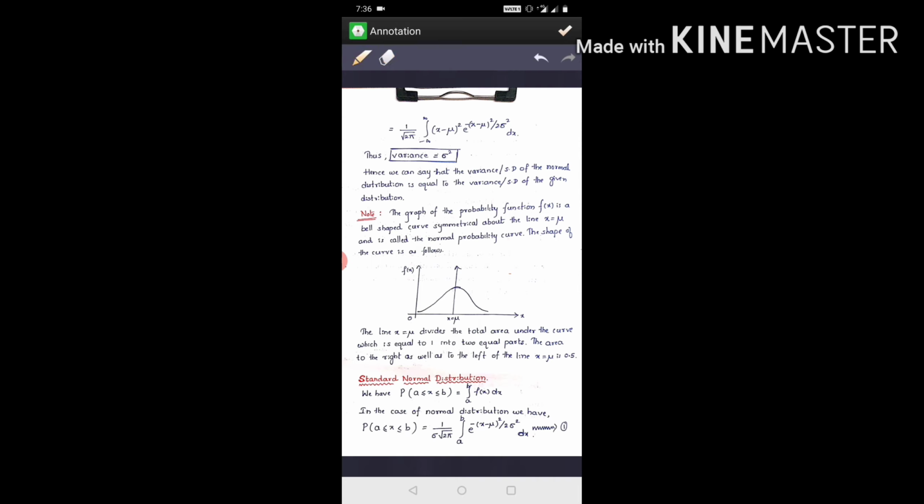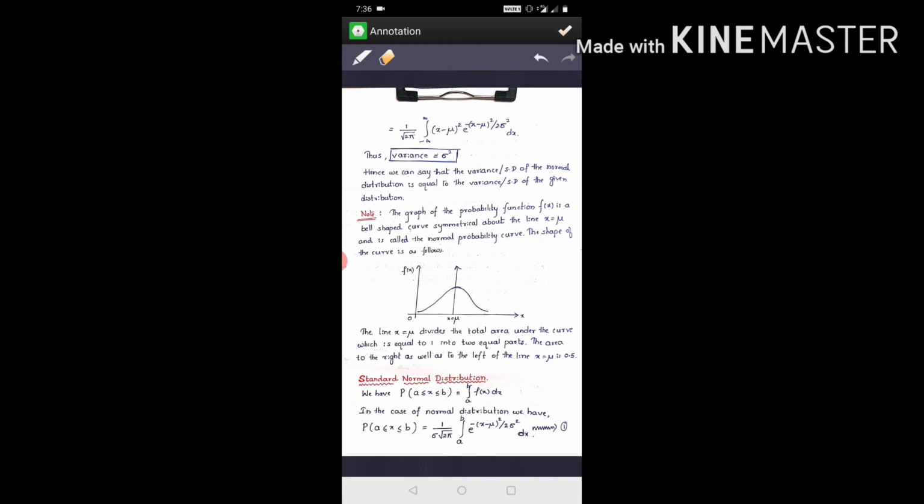Which means it divides this curve into two equal parts, such that the left side and right side of the line are equal. Since the total area is always equal to 1, the area on each side of x equal to mu is 0.5, because it divides the curve into two equal parts.